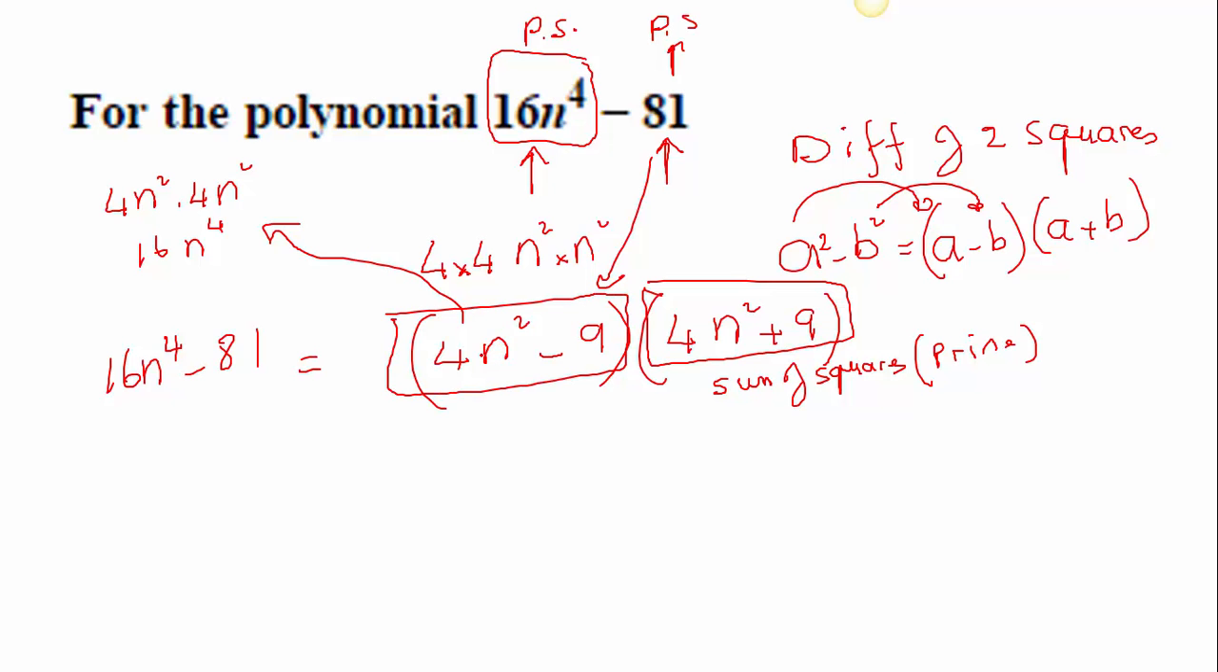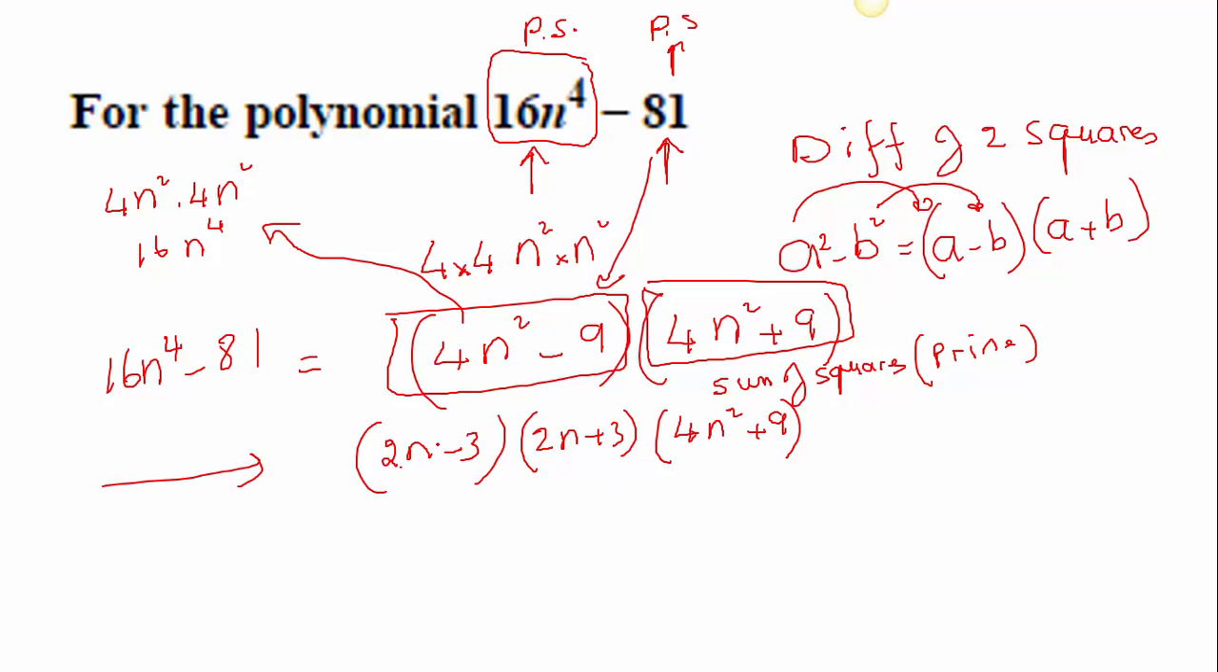Okay, take the square root of this. 4n squared, it's 2n times 2n. Square root of 9 is 3. So 2n minus 3, 2n plus 3. Using the difference of squares, a minus b, a plus b. And then keep the same sum of squares because it is prime and we cannot factor it anymore. So the final answer is 2n minus 3, 2n plus 3. That would give me 4n squared minus 9. And then 4n squared plus 9 is not going to change again because it is prime. We cannot factor it. This one, we were able to factor it because it is difference of two squares.